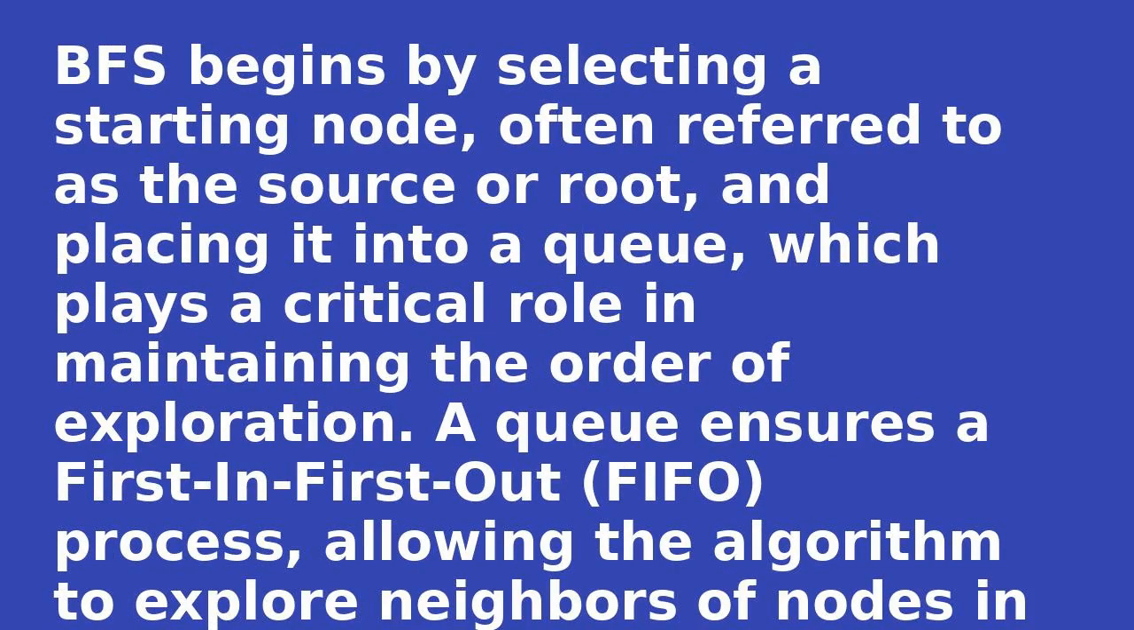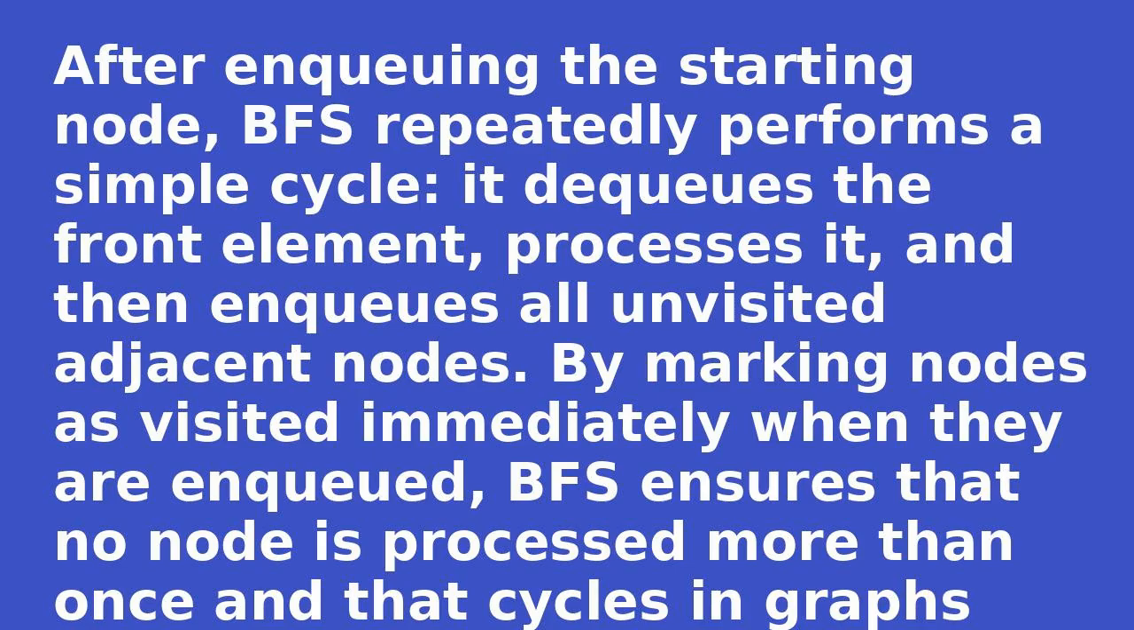BFS begins by selecting a starting node, often referred to as the source or root, and placing it into a queue, which plays a critical role in maintaining the order of exploration. A queue ensures a first-in first-out (FIFO) process, allowing the algorithm to explore neighbors of nodes in the order they are discovered. After enqueuing the starting node, BFS repeatedly performs a simple cycle.